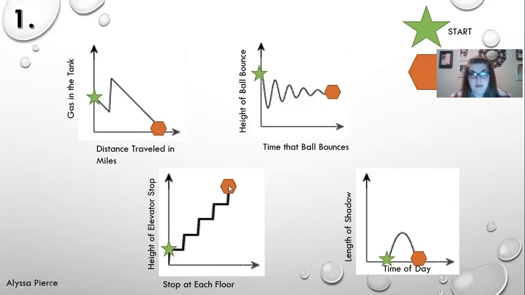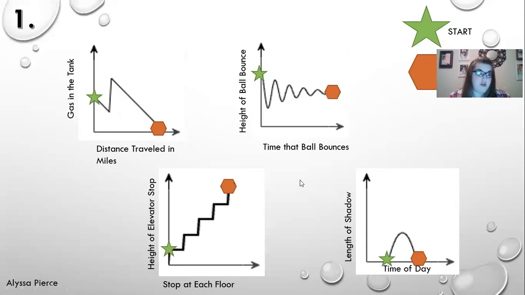And then for C, we were to represent the height of a ball bouncing during the time period that it goes. You see that the ball is going to start off pretty high because it's got all that momentum going into it. And then it's just going to slowly start to get lower and lower until the ball finally loses all of that momentum. So that's what that represents.